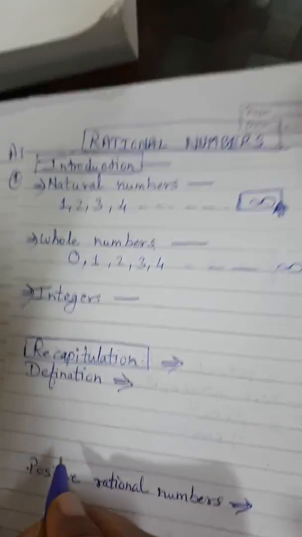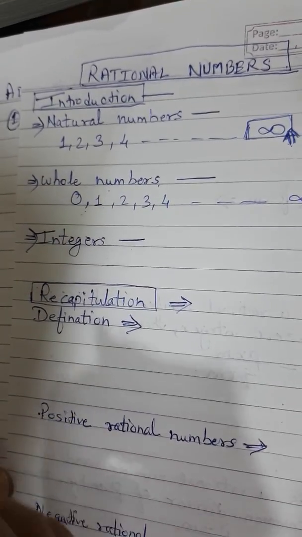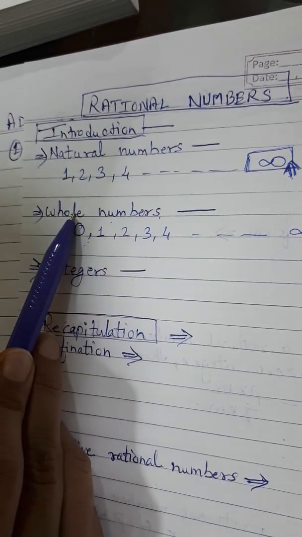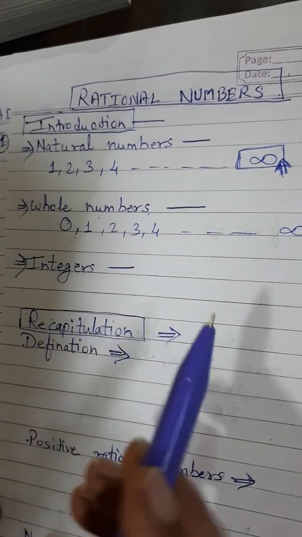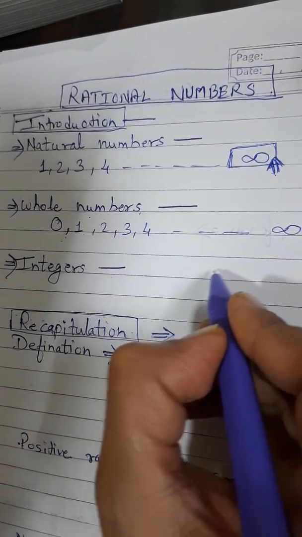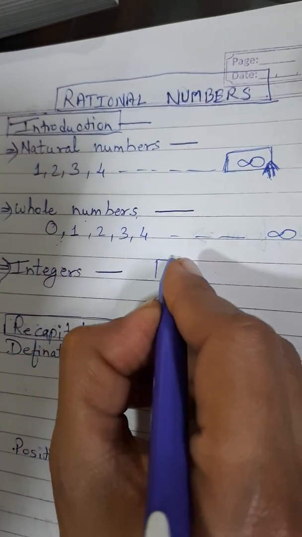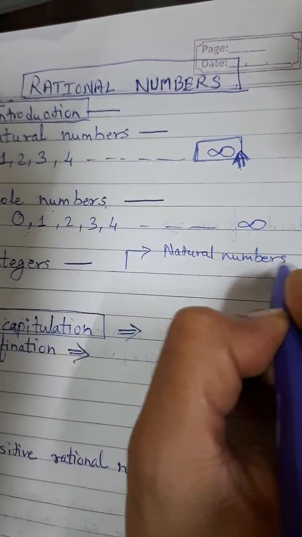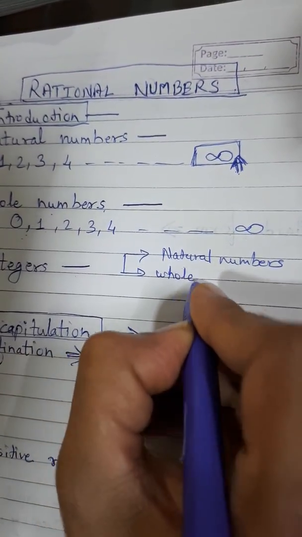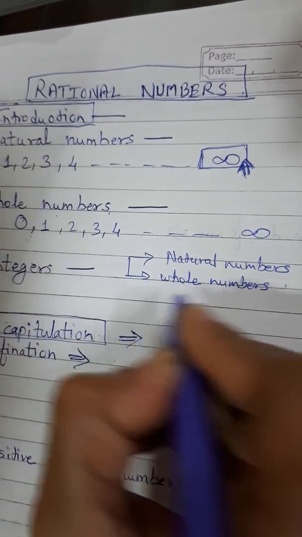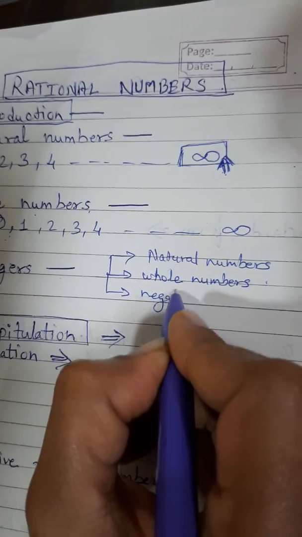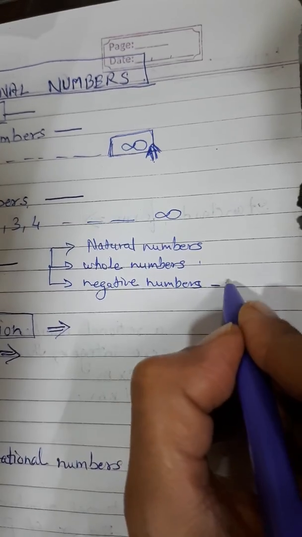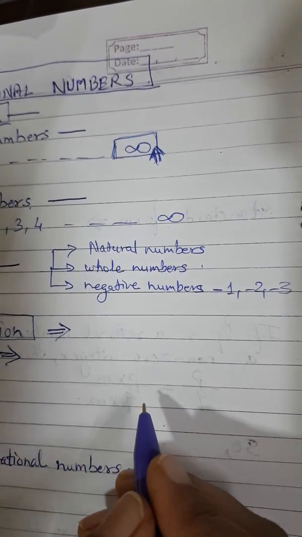Now the next one is integers. In integers we include the natural numbers, the whole numbers, and negative numbers also. Negative numbers you already know: -1, -2, -3. These are all negative numbers.